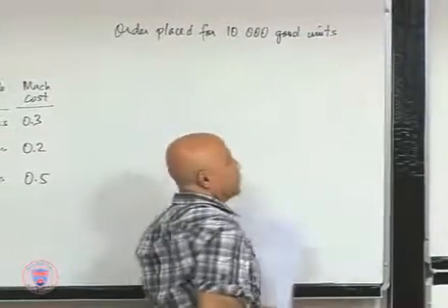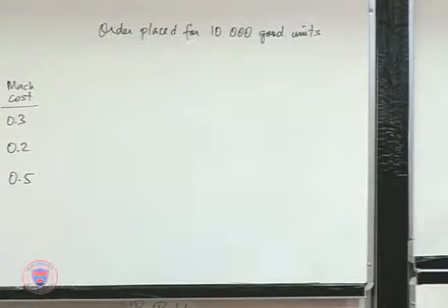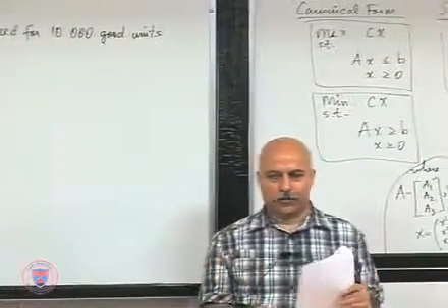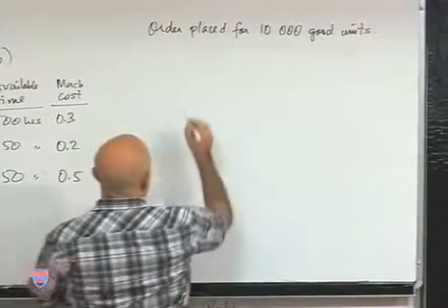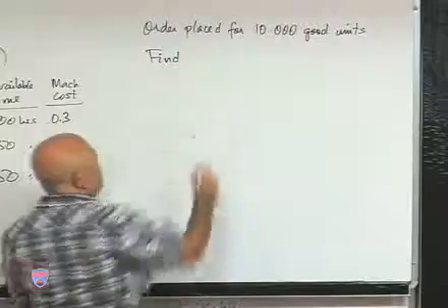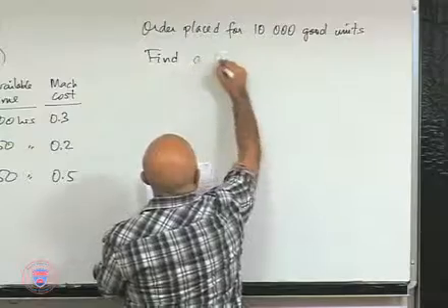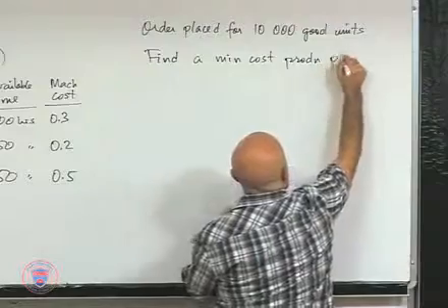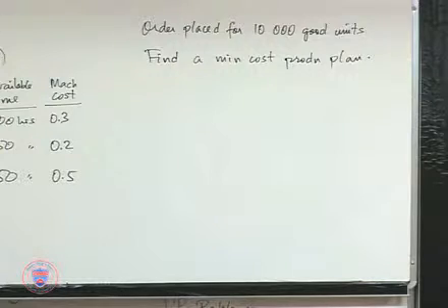So, a customer places an order for 10,000 good units of the designs of these products. 10,000 good units as a combination. In other words, the total of all different kinds of designs. And what you need to do is to find a minimum cost production plan. All right, so that's the way the problem is stated.